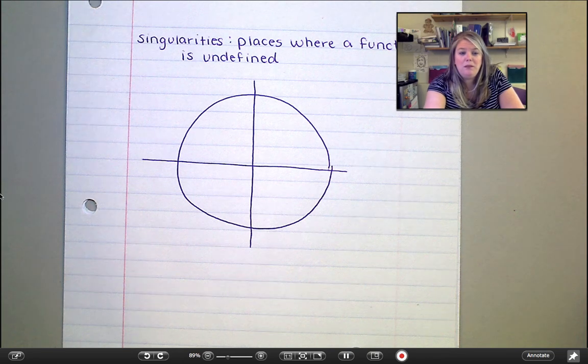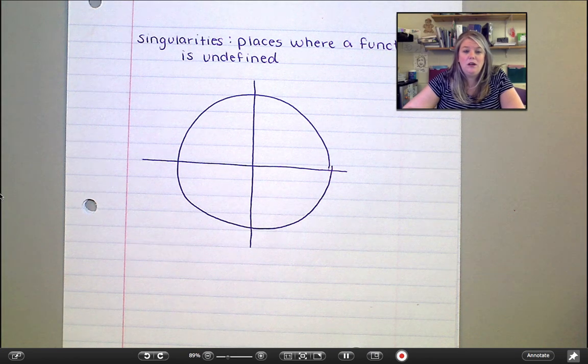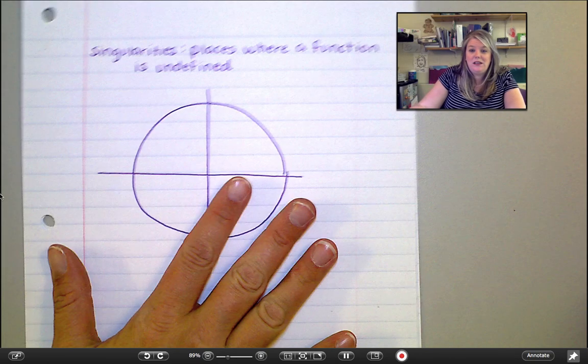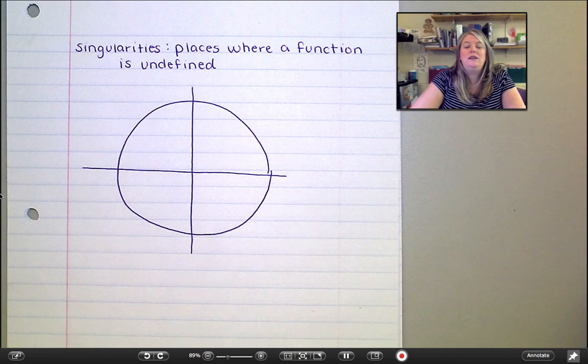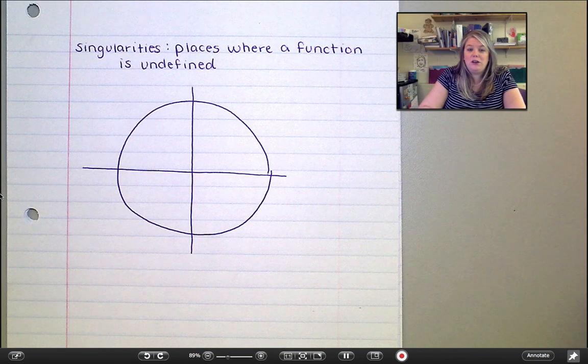There is one more little piece we need to add into what we've been doing so far. And we've actually already talked about this, but we just need to formalize it a little bit. And that's this concept of singularities. Singularities are places where a function is undefined.